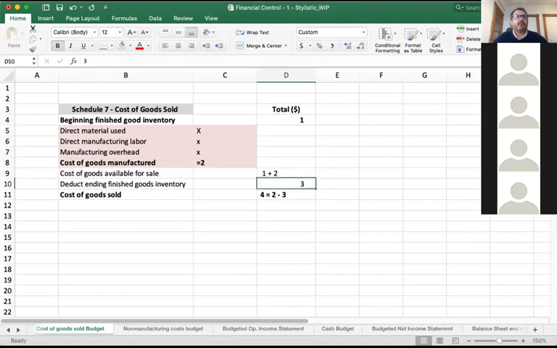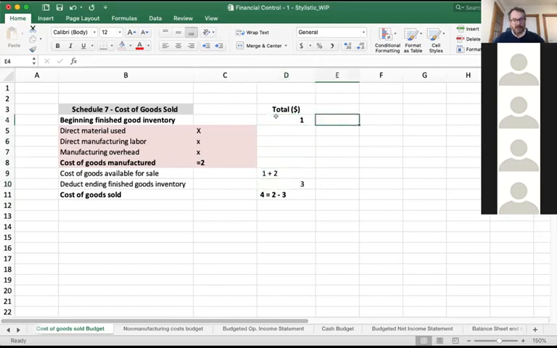So it's not very difficult. Okay, and for the cost of goods sold, I don't tell you because I know you like to share your answer in the chat. So what we want to know is to calculate the cost of goods sold. What is the cost of goods sold? It is the cost of goods we had in our beginning inventory plus the cost of goods we manufacture, minus the cost of the goods we have in the ending inventory.